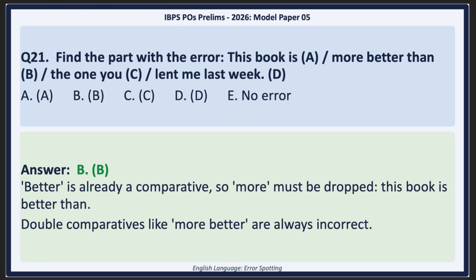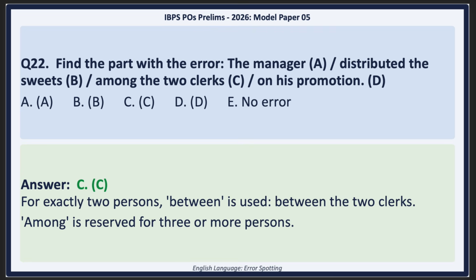Okay, let's talk about prepositions, because question 22 trips up so many people. The sentence says, "The manager distributed the sweets among the two clerks." What is the technical issue here? This requires a highly specific rule regarding prepositions of number. When dividing or sharing between exactly two distinct entities, the preposition "between" is mandated. And "among" is for larger groups. Yes. "Among" is strictly reserved for a collective of three or more entities. Because the text explicitly specifies two clerks, it must be "between." So option C contains the error.